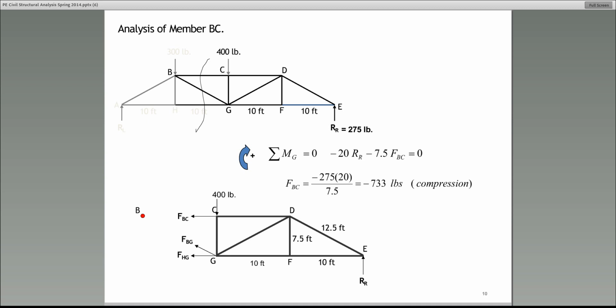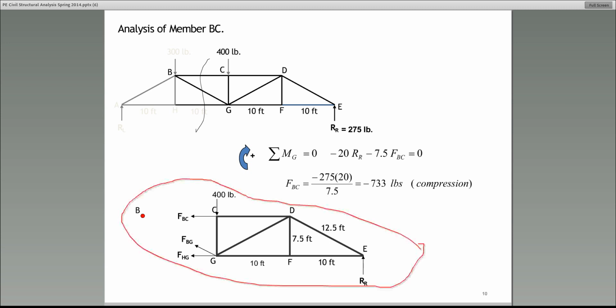We need to draw the free body diagram, the complete free body diagram, either to the right or to the left of the section. And that you could see down here, guys. You can see the free body diagram. In this case, I'm using the free body diagram to the right of the cut. It really doesn't matter whether you choose to use the one to the right of the cut or the left of the cut.